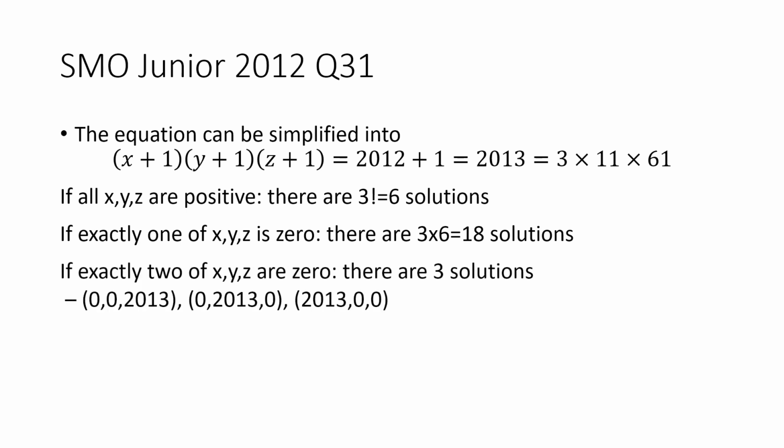And the third case is if exactly 2 of the terms are 0. If that's the case, 2 of them will be 0 and 1 of them will be 2013. So there will be 3 solutions. If you add them all together, the total number of solutions will be equal to 27.